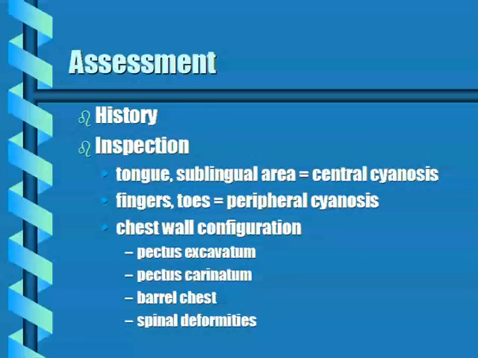Central cyanosis means that you're not getting enough oxygen in. Peripheral cyanosis is when you look at the fingers and toes. This means you're not getting enough oxygen circulating. So peripheral cyanosis is more of a cardiovascular problem. Central cyanosis is more of a problem with the respiratory system. You need to assess their chest wall configuration.